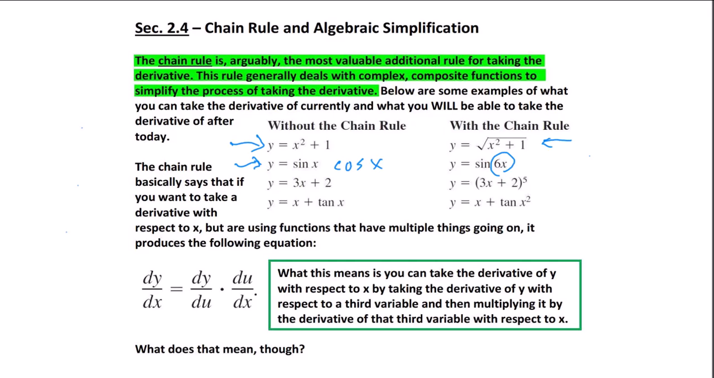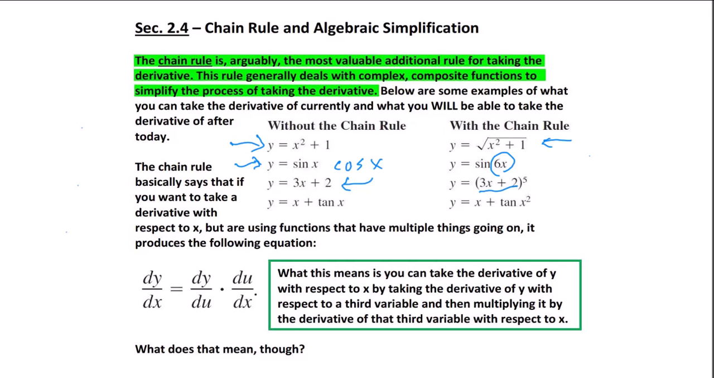We haven't seen any problems like that up to now. Look at just this. What's the derivative? 3. What happens when we put that same thing inside of a power? We haven't seen anything like that yet. So get ready to learn something that's really going to help your calculus take a big leap.